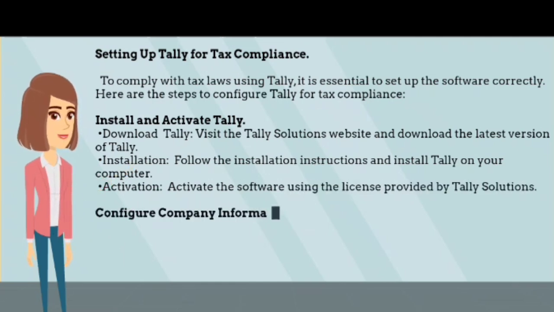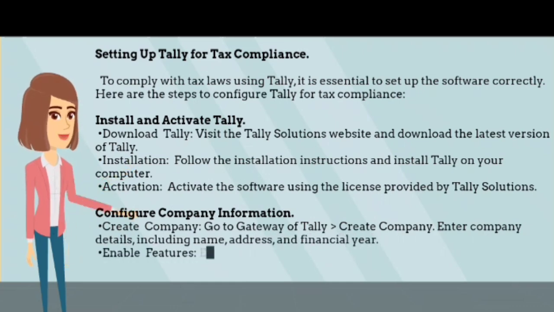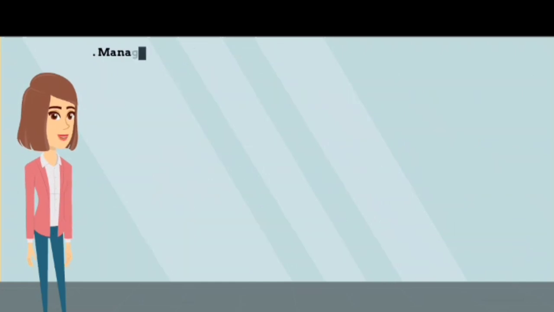Configure company information. Create company. Go to Gateway of Tally, GT, Create company. Enter company details, including name, address, and financial year. Enable features. Enable relevant features like GST, VAT, and payroll in the company configuration.